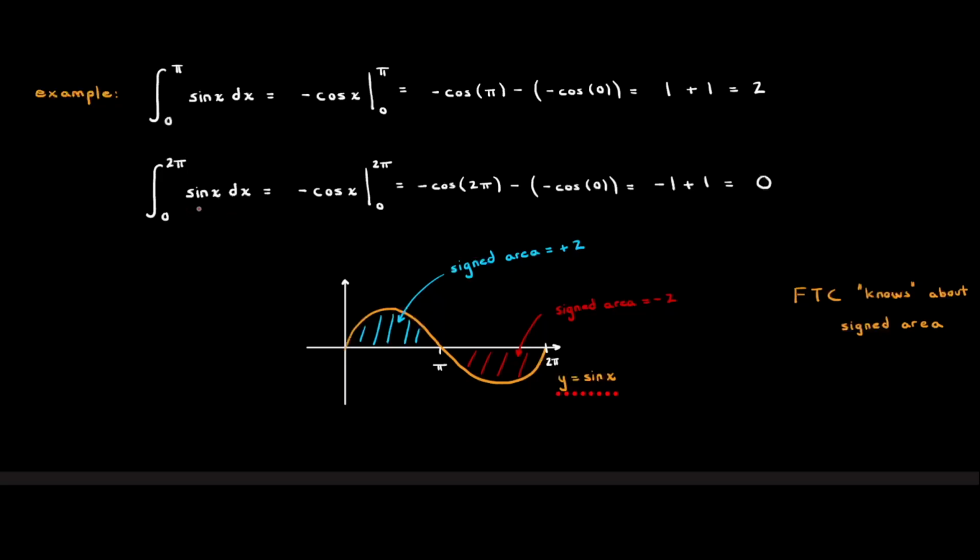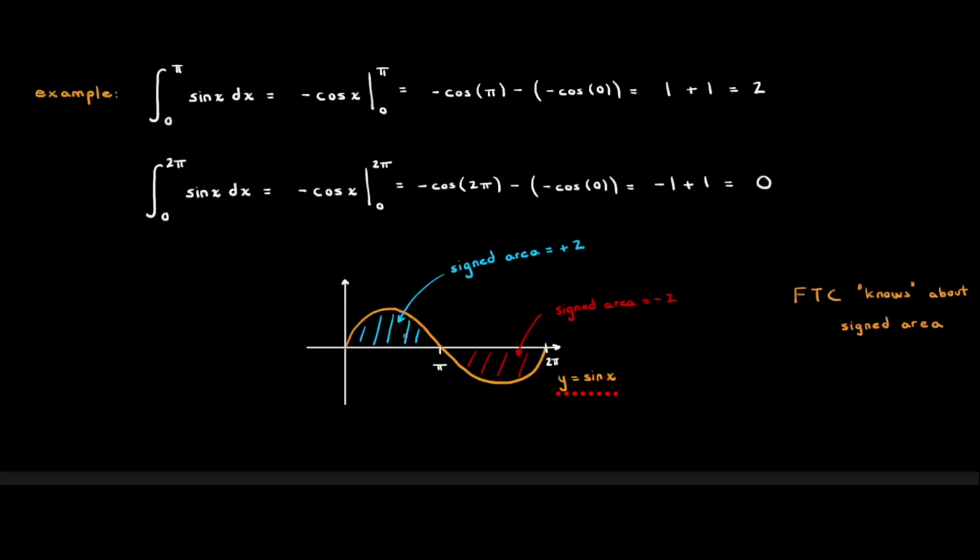So once again, an antiderivative of sine is negative cosine. We evaluate the antiderivative at the limits of integration. So we take negative cosine at the upper limit, which is 2 pi, minus the value of the antiderivative at the lower limit, which is going to be negative cosine of 0. And this time we actually get negative 1 plus 1, which is equal to 0. So the value of this definite integral is 0. That is, the signed area is 0.